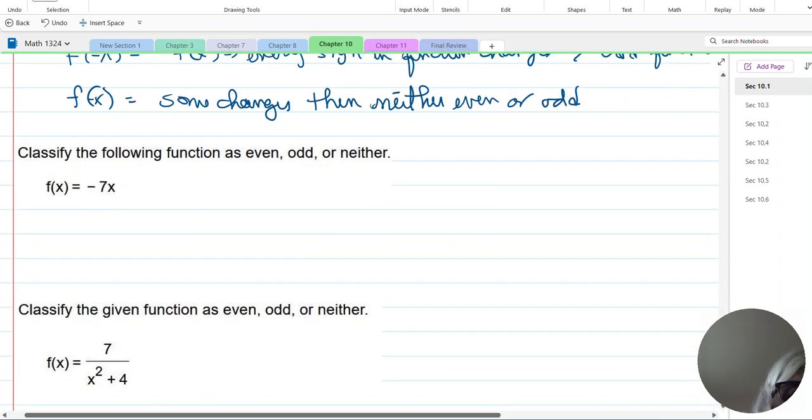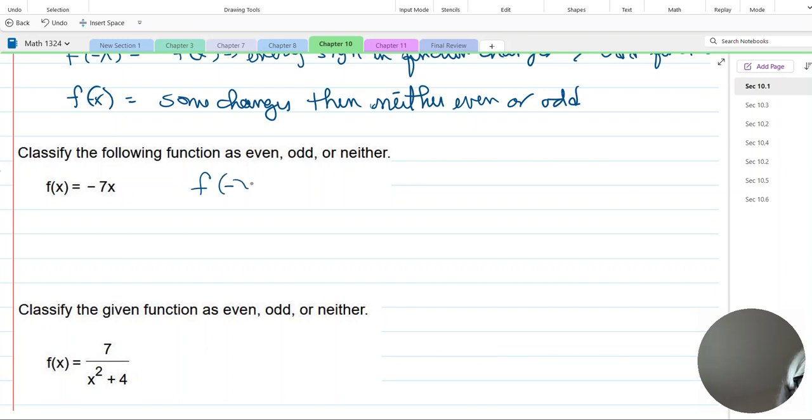All right, so we have some here. This is a linear function, degree 1. So I'm going to test it. F of negative x is negative 7 times a negative x. Well, a negative times a negative is a positive. So the function at a negative x changes from a negative to a positive. Therefore, it is an odd function.